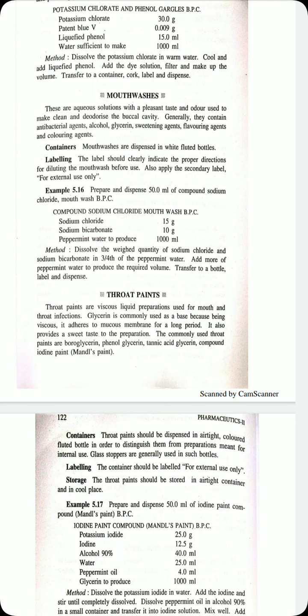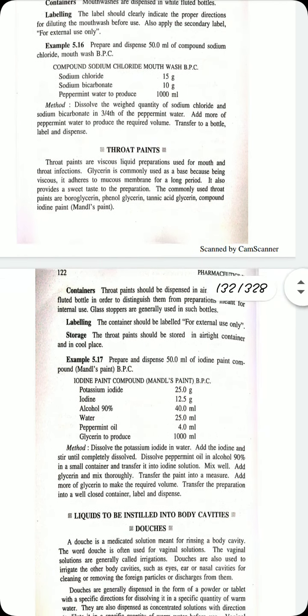Next one is throat paint. Throat paints are viscous liquid preparations used for mouth and throat infections. Glycerin is commonly used as a base because, being viscous, it adheres to the mucous membrane for a long period. It also provides a sweet taste to the preparation.